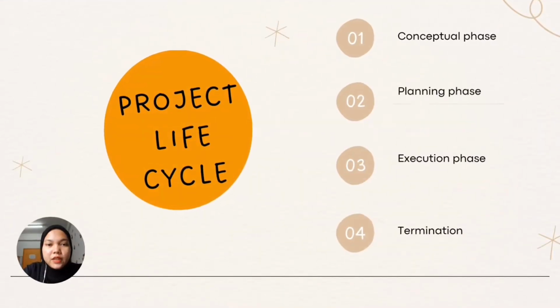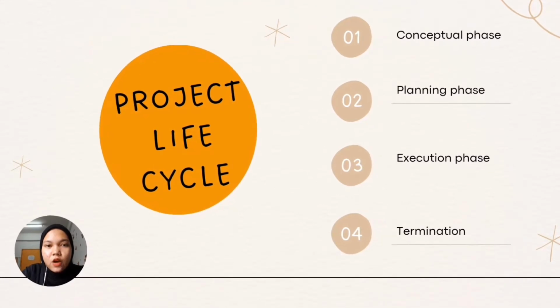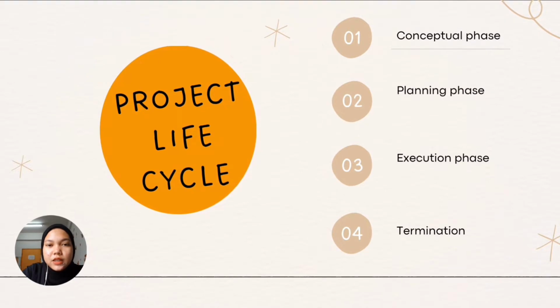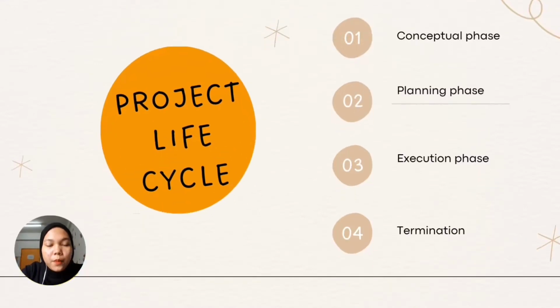Okay, the first is project life cycle. What is project life cycle? Project life cycle means each project has a lifetime, and during this lifetime, it passes through different phases. The project life cycle has 4 phases. The first one is the conceptual phase. Secondly is the planning phase. Thirdly is the execution phase. And lastly is termination.